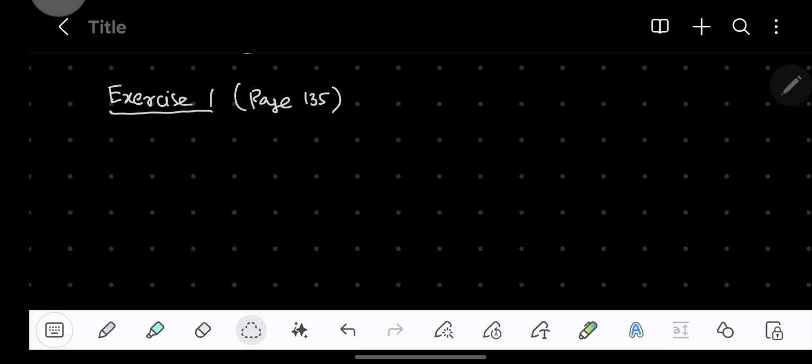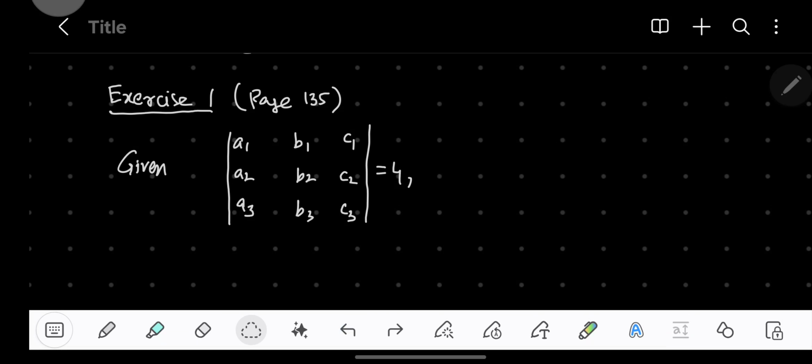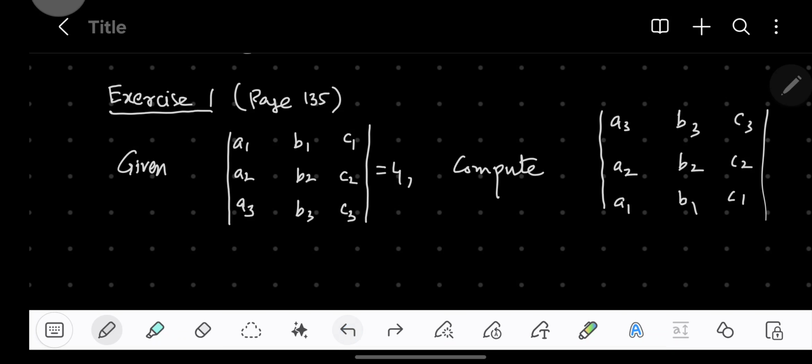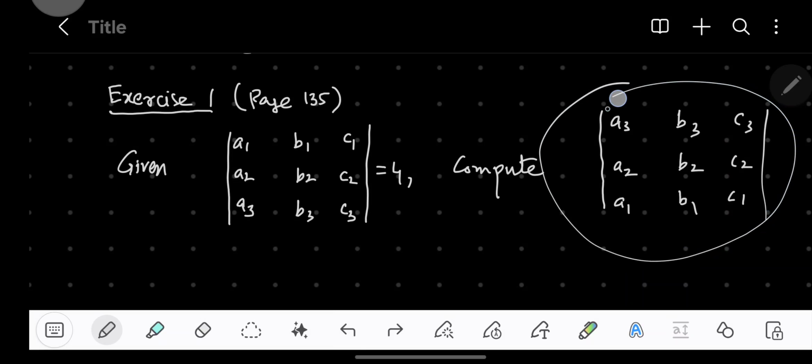Now let's solve another example. In this example, we are given that the determinant of this matrix is equal to 4. This is given. And we have to compute the determinant of another matrix. So that matrix is this one.